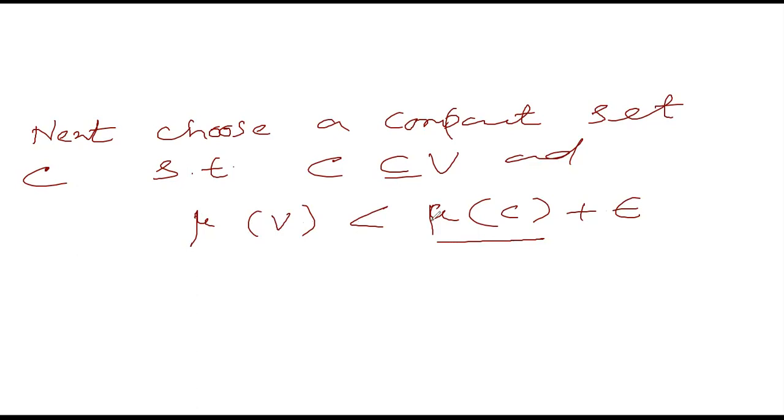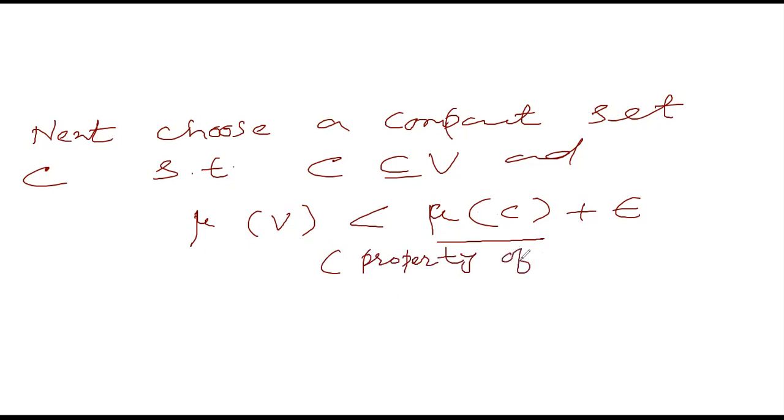It's the definition of a regular Borel measure: the measure of an open set is given by the supremum of the measures of compact sets that are subsets of V. If I subtract epsilon from this supremum, mu of V, then I can find some compact set C, a subset of V, such that mu of V minus epsilon is less than mu of the compact set. That's the property of the supremum.